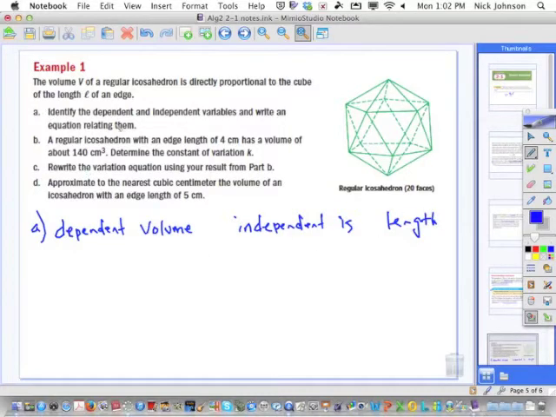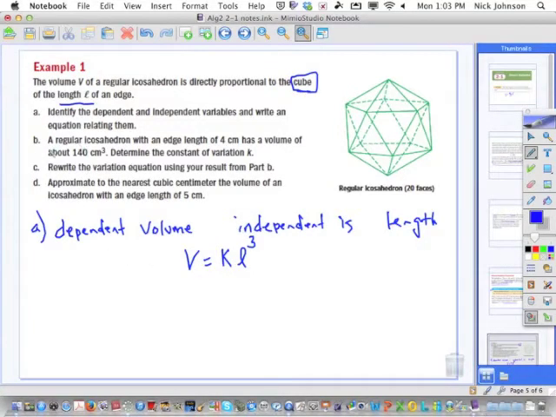So what we're going to say is volume is equal to, and what it says is proportional to the cube of the length. So how do you say that? Well, our constant variable is k right now. And then what we're going to say is L to the third power. Why? Because it says it's cubed. We don't know our constant of variation yet.